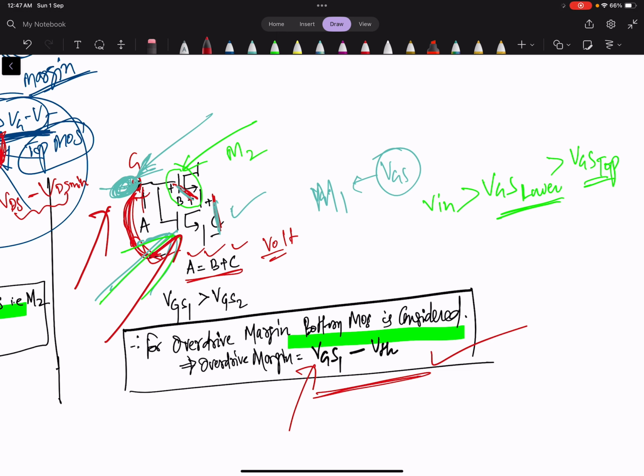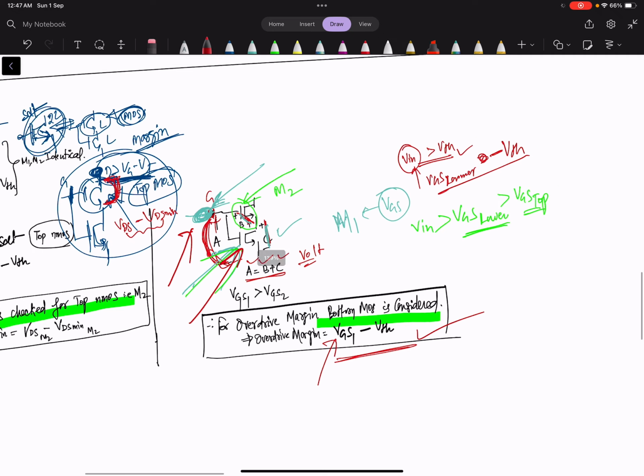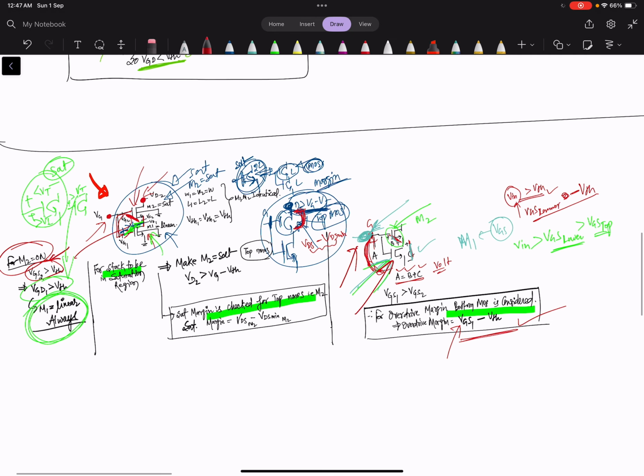So the VGS of the lower device will be considered for the margin calculation. Okay, so for the overdrive margin, or whatever margin you say in terms of V input, that is, what is the V input above VTH, you will take the VGS of the lower MOSFET and subtract the VTH, and you will see the margin available. So this is with respect to the device, with respect to the voltages, how a MOSFET stack device should be looked upon.